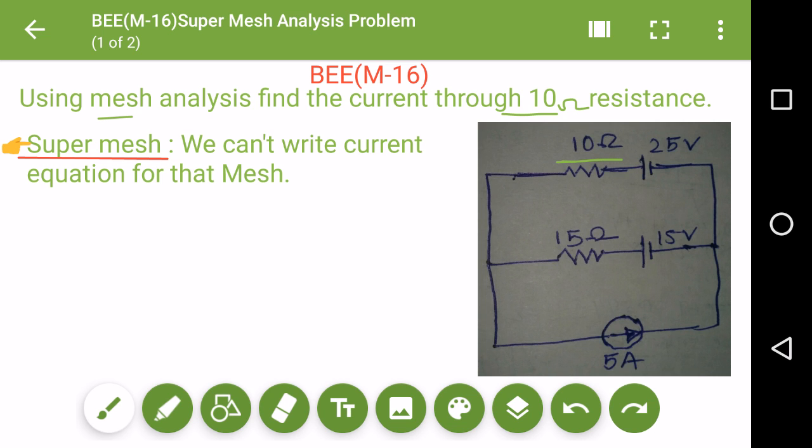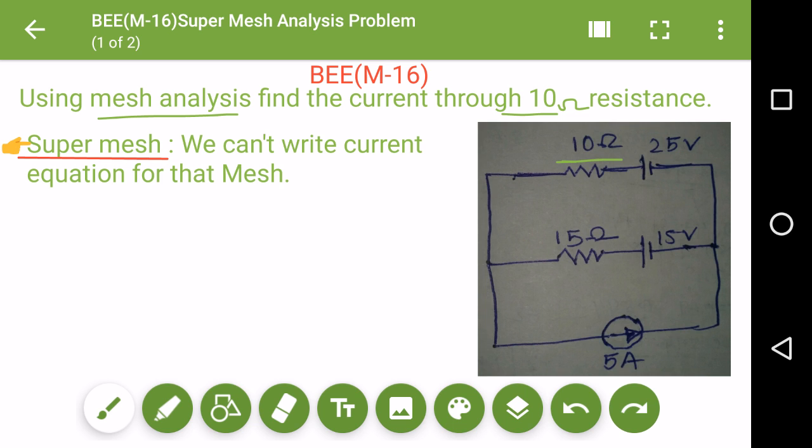Hello friends, this question was asked in the May 2016 BEE paper and it says: using mesh analysis, find the current through the 10 ohm resistance. So I have to find the current through this 10 ohm resistance, and we have to find it using the mesh analysis technique, as asked in the question. You know what the mesh analysis technique is.